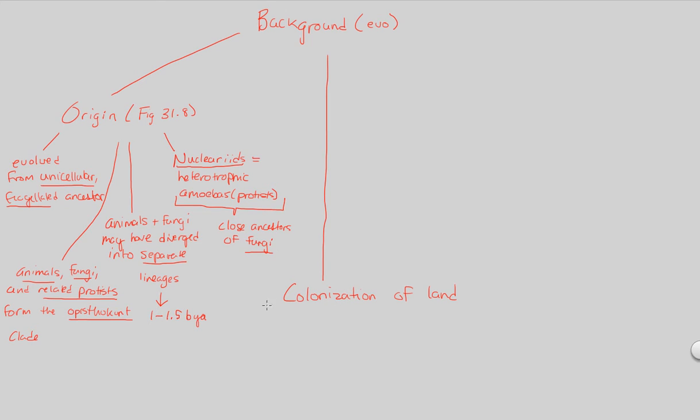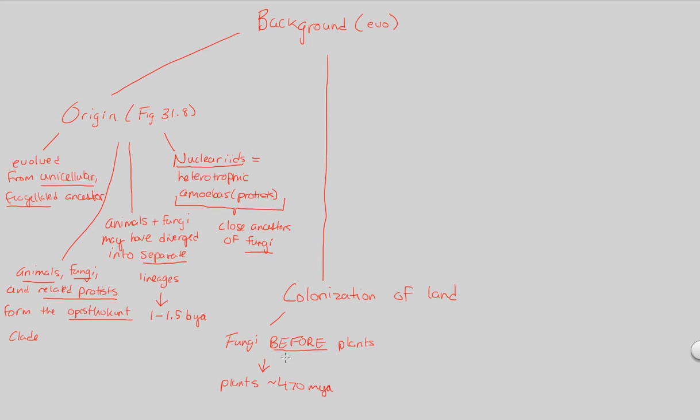So what is the colonization of land? One thing you need to understand is that fungi were actually able to colonize land before plants. This is something that's always asked of students: who colonized land first? It was definitely the fungi. Plants were able to colonize land about 470 million years ago, whereas the fungi diverged about 1 to 1.5 billion years ago.